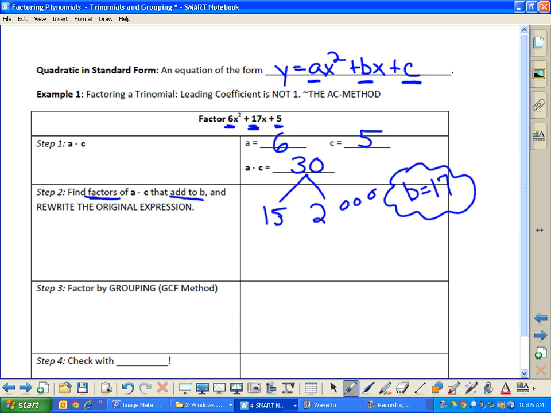So just a little heads up on that. In step 2, you'll see I'm not done yet. I did think of the numbers that multiply to AC that add to B, but do you see how I have in big, shouty capital letters here? We have to rewrite the original expression. The idea here is that we're AC grouping for our lesson.